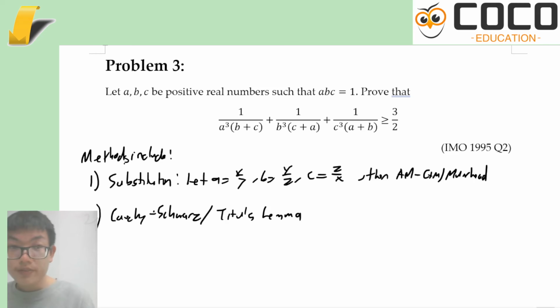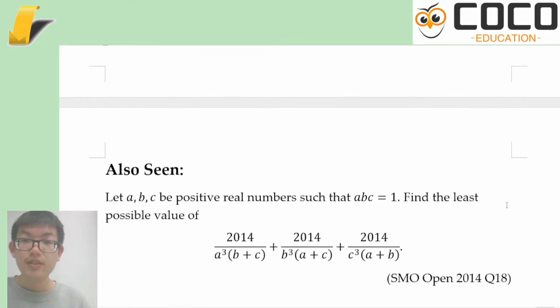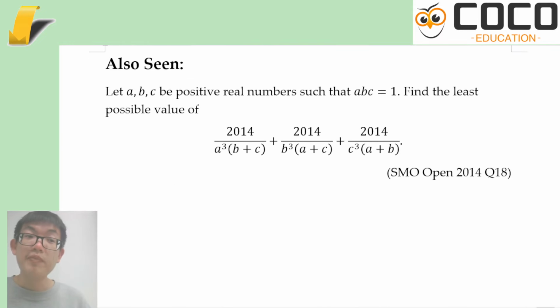This is an IMO question. It appeared years later as our SMO Open Round 1 problem. I took this SMO Open in 2014. When I saw this, I was very conflicted. I'd seen the IMO problem. I was very conflicted because on one hand, I felt that what on earth are they thinking, putting an IMO question in the SMO Open Round 1? It's way too hard to solve properly.